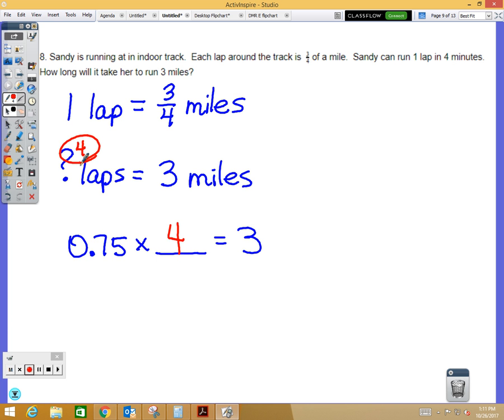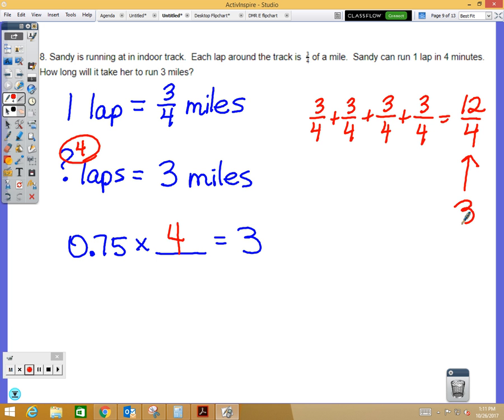And we're not done with this question yet. If you did not want to change it into a decimal like that, you could have said 3/4 plus 3/4 plus 3/4 plus 3/4. That gives me 12 over 4, which equals 3. Okay? 4 times around the track. We needed 4 3/4 miles.